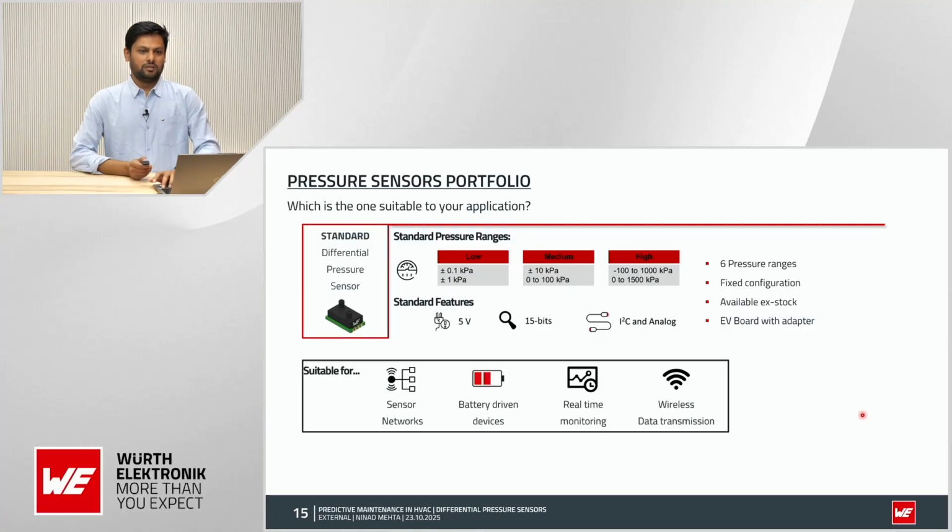They are all suitable for battery-driven and real-time monitoring applications, and can also be used for wireless data transmission and for connected sensor networks. They can also be connected on the same I2C bus with more than one sensor on the same bus, for example differential pressure, temperature, humidity, and acceleration sensors.